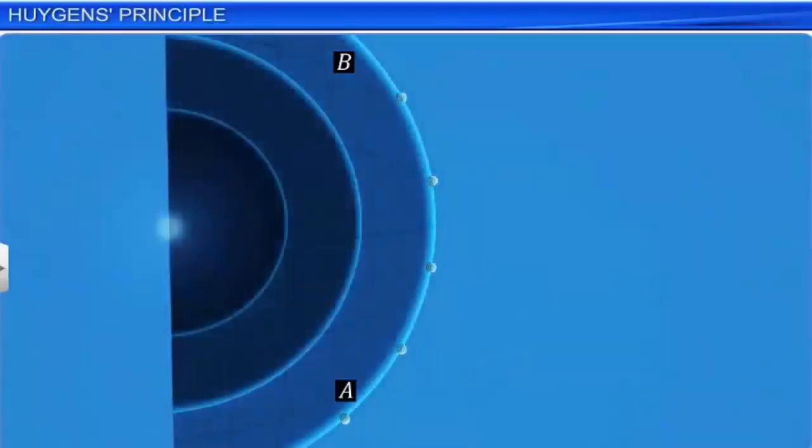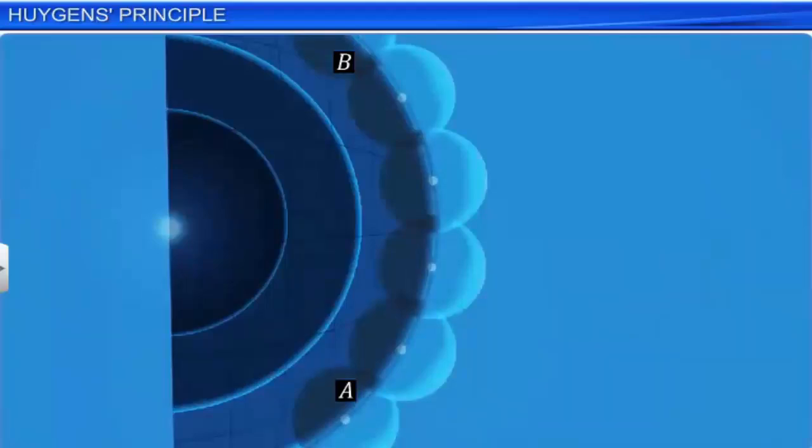The secondary wavelets must be directed backward as well as forward from the secondary point sources. If this would be correct, we would get a surface such as A''B'' as a back wave. But experimental results do not show the presence of any such back wave.